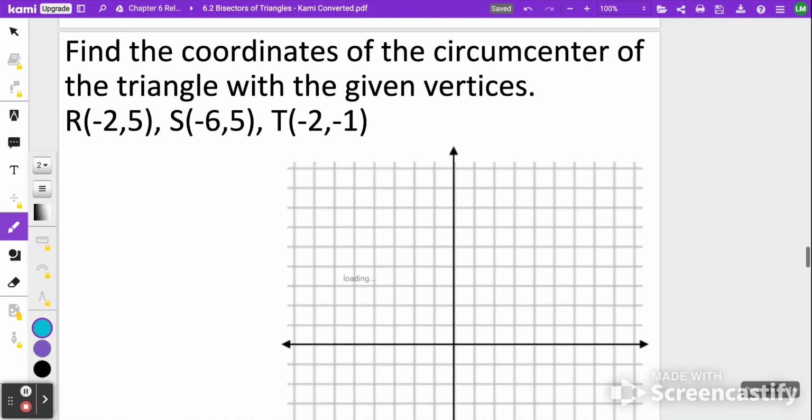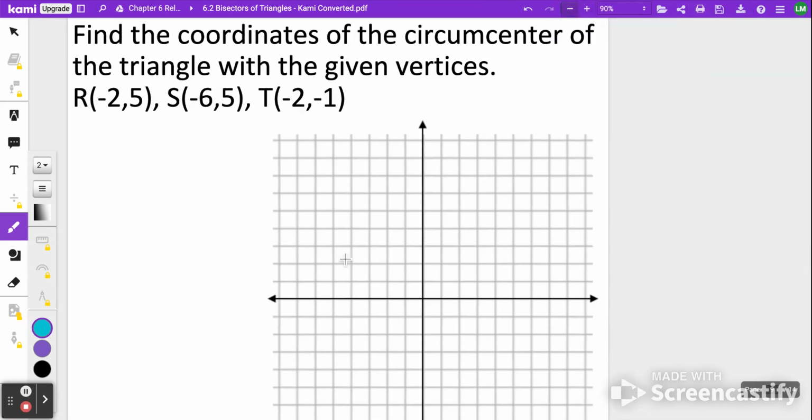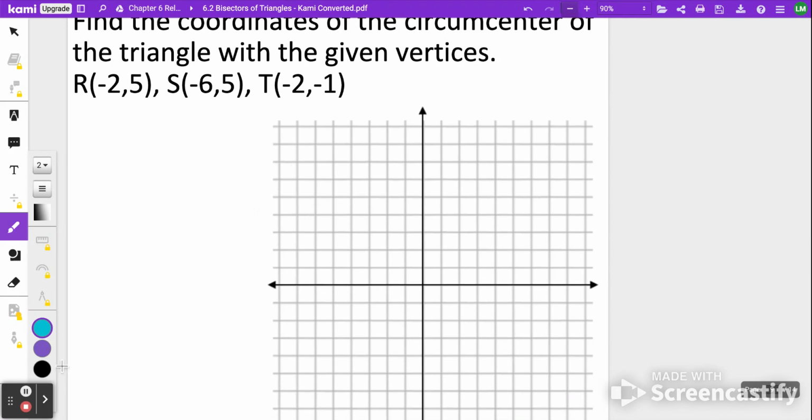The next thing we're going to do, it says find the coordinates of the circumcenter of the triangle with the following vertices. So what we're going to do first is plot these points, and then we're going to be able to use those points to help us find the circumcenter. Let's go ahead and do that.